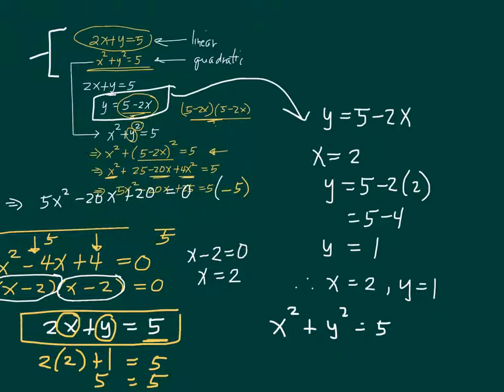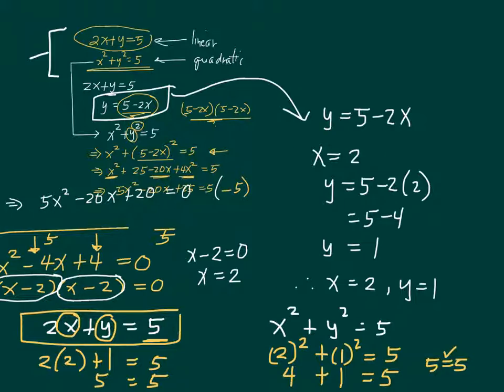But it is not enough to test it on one of the equations. You also have to test it on the other equation. So if we place 2 on the x and 1 on the y, we check if this will be equal to 5. This is 4 and this is 1, which is equal to 5, which is definitely 5 equals 5. So since we were able to show that the numbers really work on the first equation and the second equation, we are very sure that the answers that we got from our computation is correct.